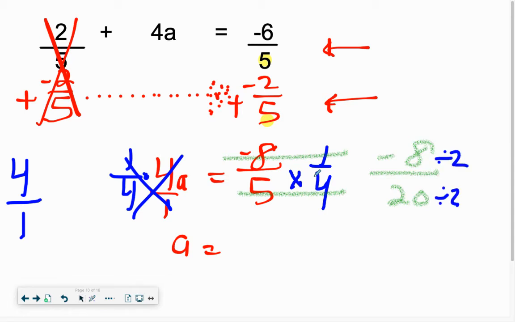If you notice the 4 right away, great. If not, here we go. I got a negative 4 over 10. Hey, those are still both even. Divide them by 2 again.